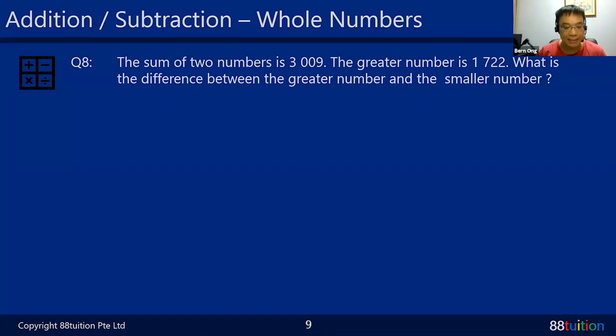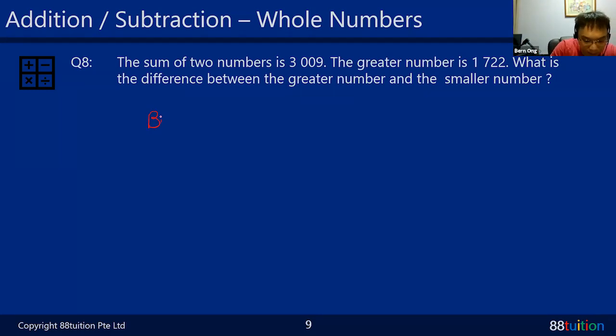All right, the sum of two numbers is 3009. For question 8, the answer is not 1187. Please try again. Xiaolin, you're correct, smart girl. The sum of two numbers is 3009. The greater number is 1722. The answer is not 4731. What is the difference between the greater and the smaller number? It's very similar to question number 7, right? So yes, you have to find the smaller number first.